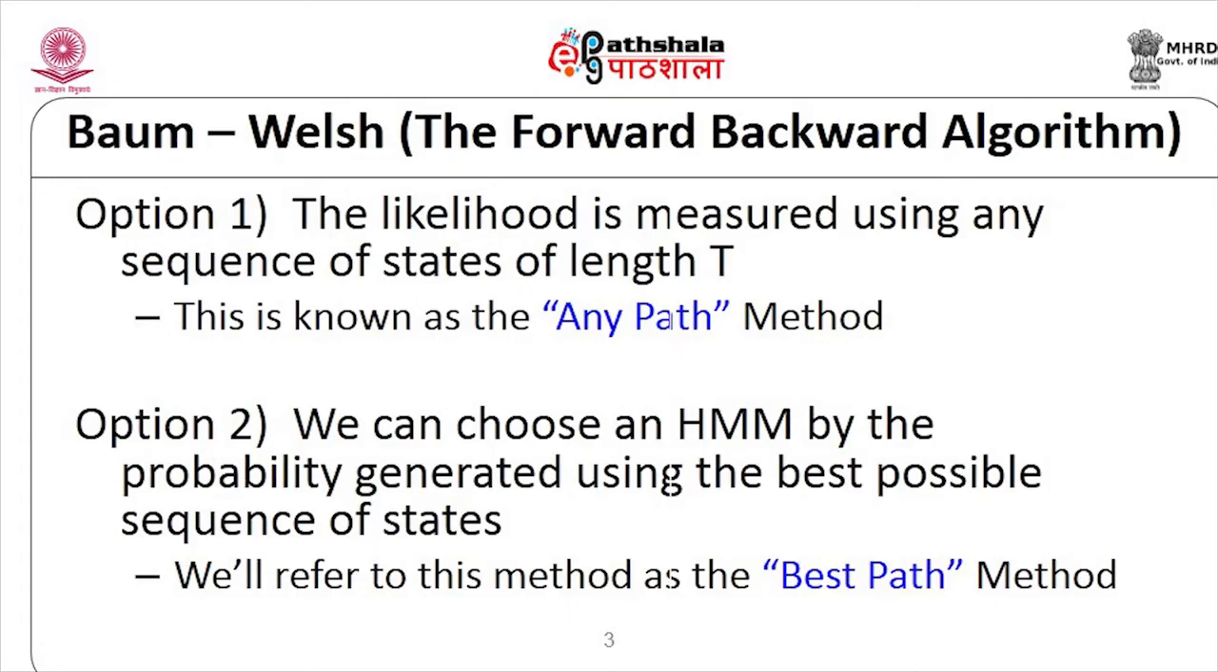The likelihood is measured using any sequence of states of length T. This is known as the any-path method. This is to tell you the difference between Baum-Welch and the Viterbi algorithm, but at present we are just trying to find the probability of the observation sequence, whatever path is used. So, it is called an any-path method. The second option is we choose the HMM by the probability generated using the best sequence of states. There we are not bothered about any path; at each and every point we are going to choose the best possible.